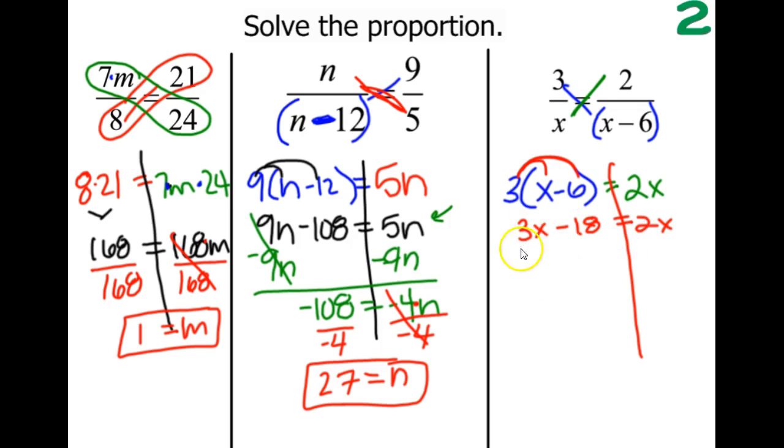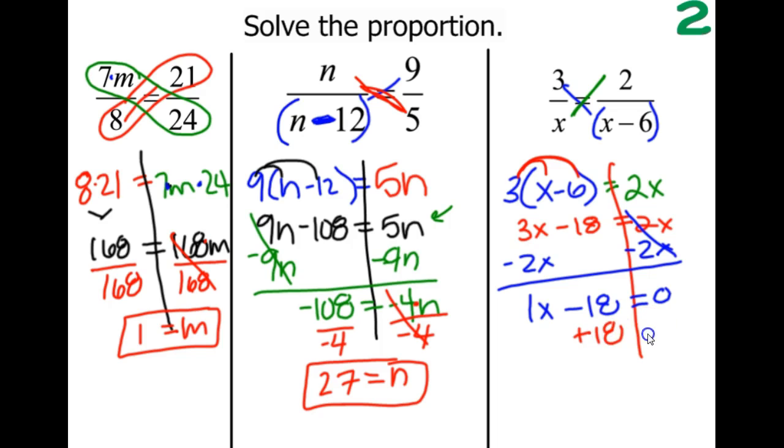And then we need all the x's on the same side. It doesn't matter which one you move. If we do this one the opposite way, like if you wanted to move the smaller number, subtract 2x. If you move the 3, you'd get the same answer in the end. There's nothing there, so I need to put a 0 there. 3 minus 2 is 1x. And then move our 18. We're going to add 18. We get 1x equals 18. If I divide by 1, I still have 18. X equals 18.